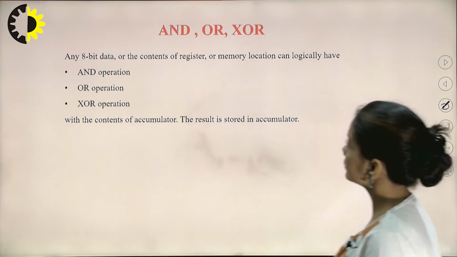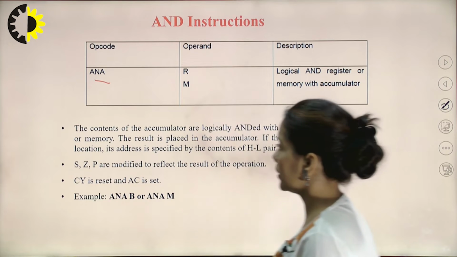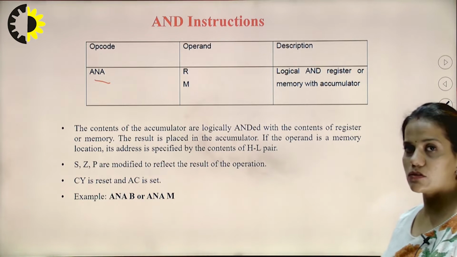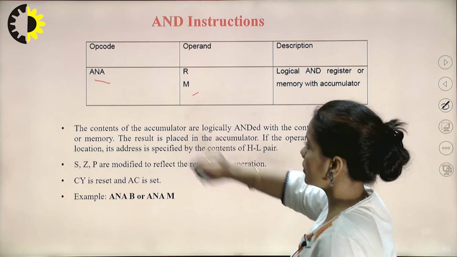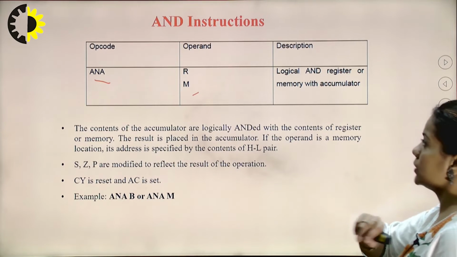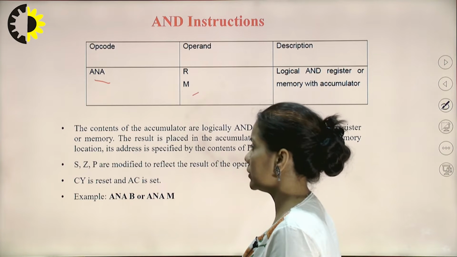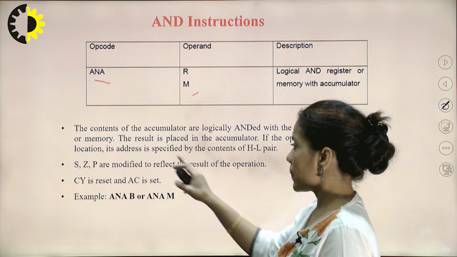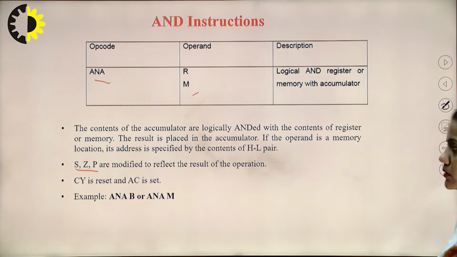For the AND operation, the instruction present in 8085 is ANA, that will AND the contents of A, that is the accumulator, with the operand mentioned in the instruction, that is R or M. So, it will logical AND the contents of these operands with the accumulator. In this case, sign, zero and parity flags are modified to reflect the result of the operation.